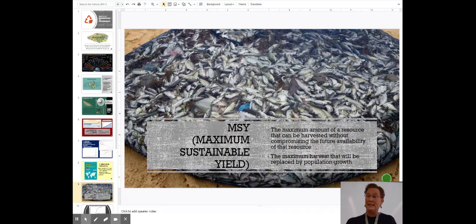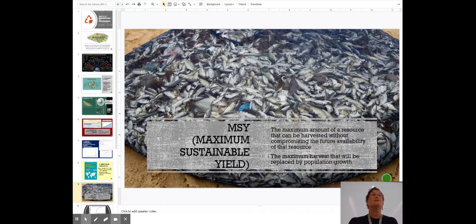So now we get to this idea of maximum sustainable yield. How can we use something without using it up? Well, you need to know what is the maximum amount of stuff that you can take that will continue to yield that resource in the future. So this is maximum sustainable yield, MSY.